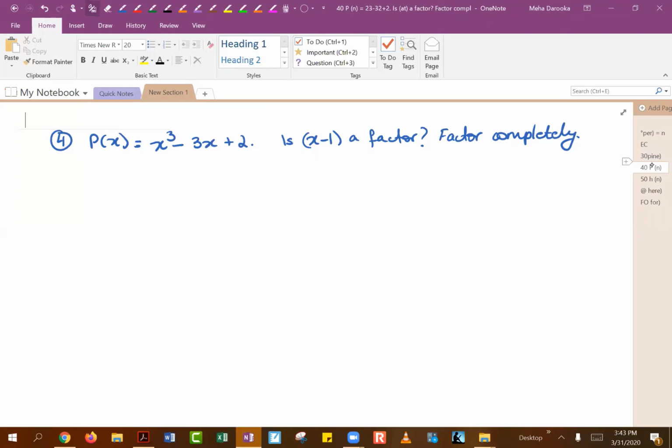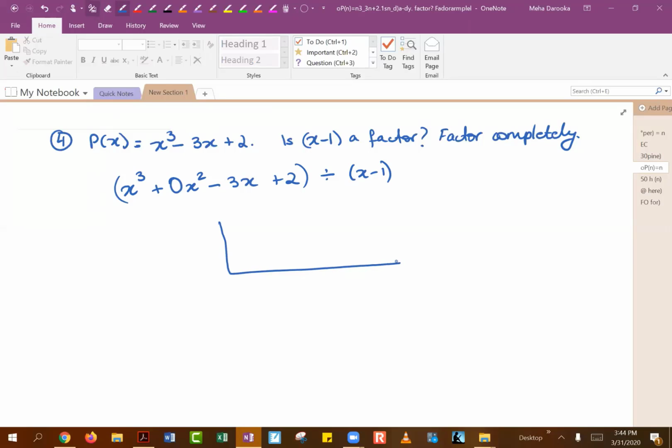So let's rewrite this polynomial. We've got x to the third power. Of course, you'll see we're missing the second power, so that should be 0x squared, then minus 3x plus 2. They want to know if x minus 1 is a factor, which means we are dividing by x minus 1. But since we're using synthetic division, we only need the coefficients. So for x to the third power, your coefficient is 1. For our missing term, we'll put a 0. The coefficient on our x term is minus 3, and then our constant term is positive 2.